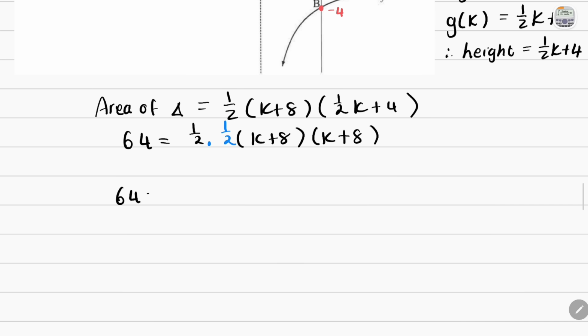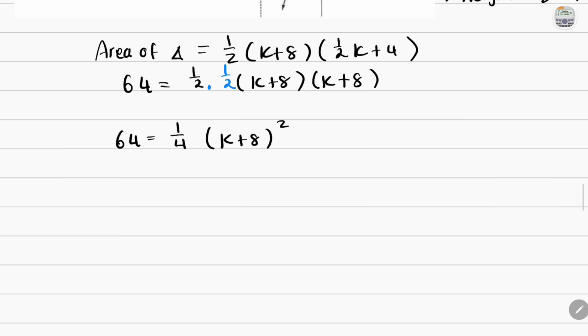So 64 is equal to a quarter, and then this is the same thing times the same thing. In the same way, x times x is x squared, if you have the same thing times the same thing, it is that thing all squared. So we can get rid of the 1/4 by multiplying both hand sides by 4. That gets rid of the 4 in the denominator. Then we have k plus 8 squared is equal to 64 times 4: 64 plus 64 is 128, times 2 is 256. So this is 256 that we have here.